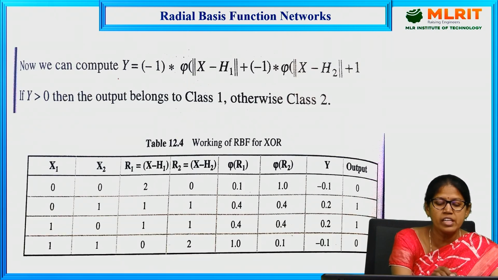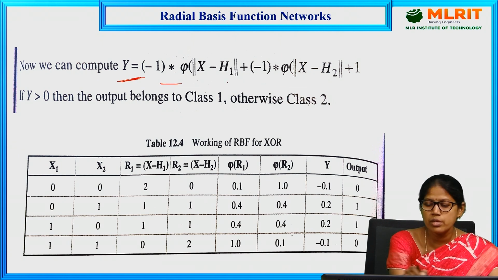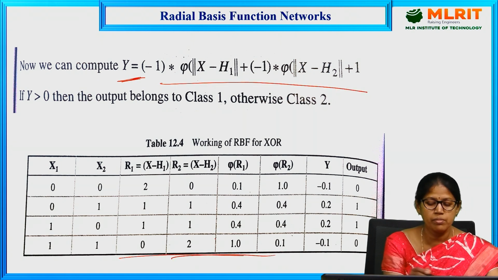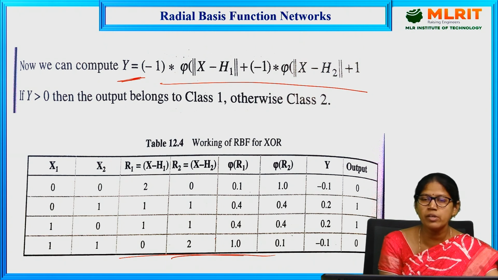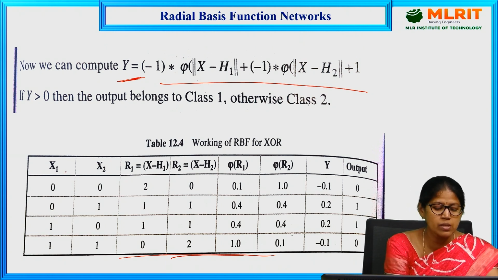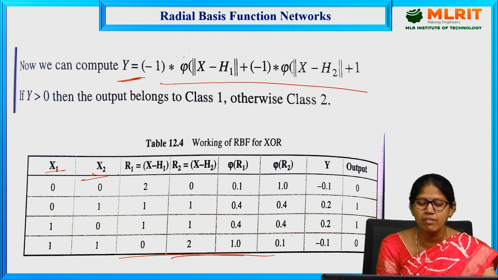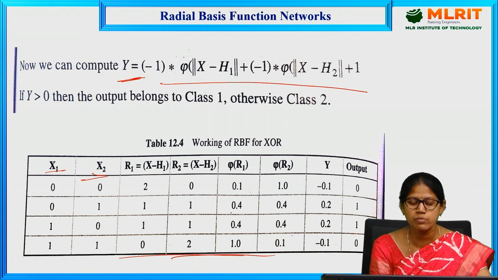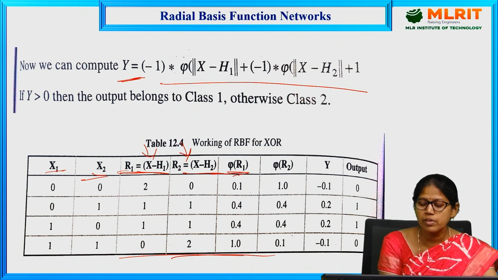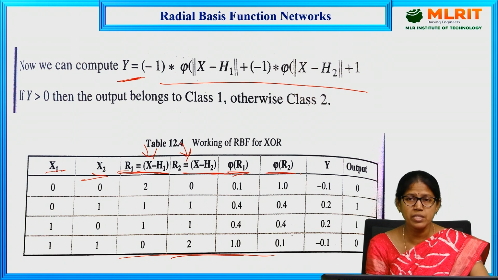Okay, now we can compute the y value using this formula, and these are the actual values in tabular format. It works in a similar way. In the previous session we have seen the multi-layer feed-forward network. In the same way here also we compare the values by applying the radial basis function. Let's look at it here. For h1 and h2 we are applying the activation functions, the radial basis function.